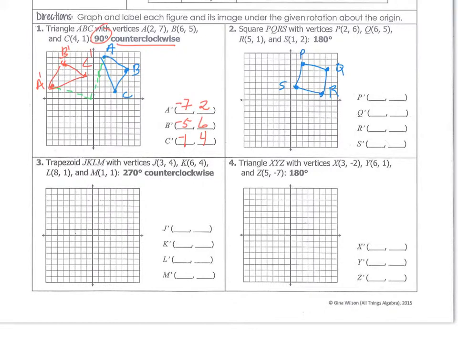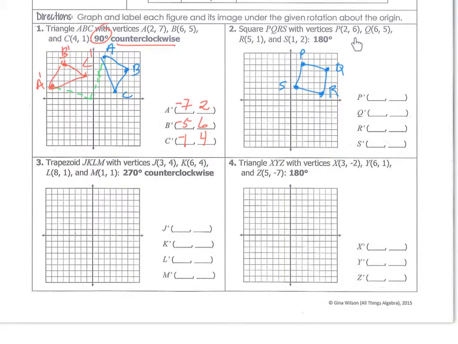So, a 180 degree turn, and notice that they don't give you a direction with 180 degrees because it doesn't matter whether I go clockwise or counterclockwise with 180. A half turn is a half turn. So they're never going to give you a direction with those. So what's the rule for 180 degrees? What am I going to do to this ordered pair?